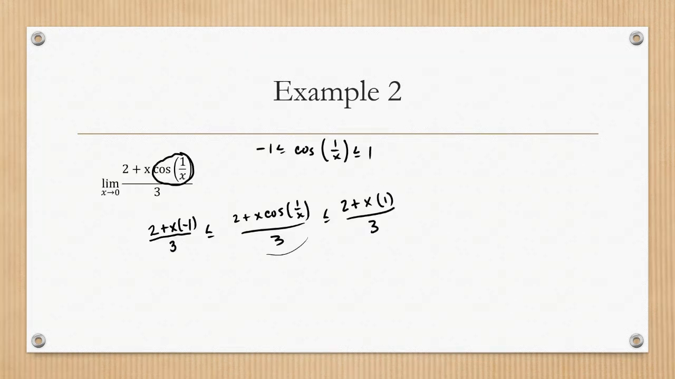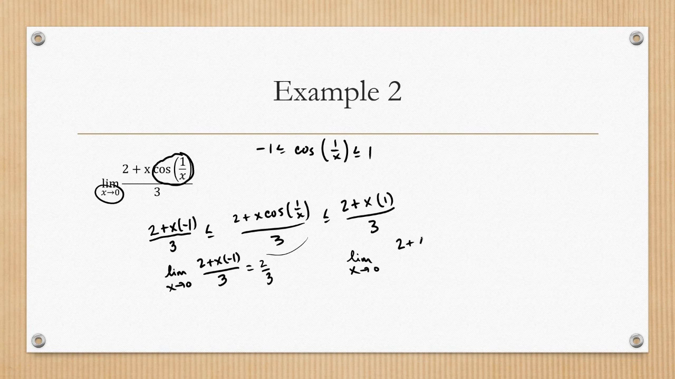So I'm going to do the limit as x goes to 0, because that's the limit I care about, of 2 plus x times -1 over 3. And that limit, if I just substitute 0 in for x, is 2/3. And the limit of the other function is also 2/3. And since those two limits match, that means that I can conclude that the limit of the ugly function that I don't want to evaluate also has to be 2/3.